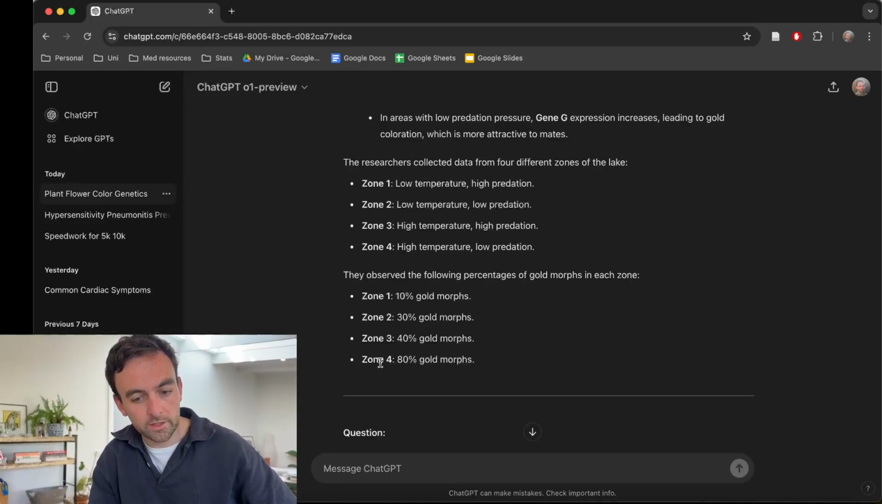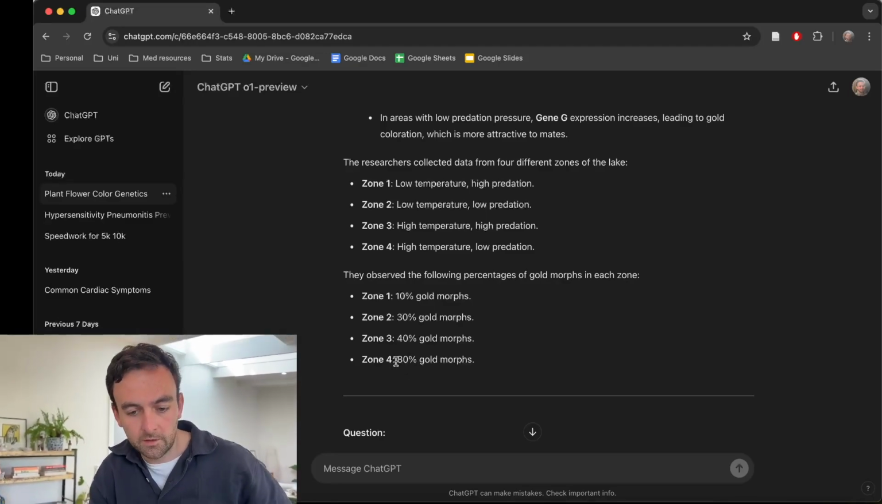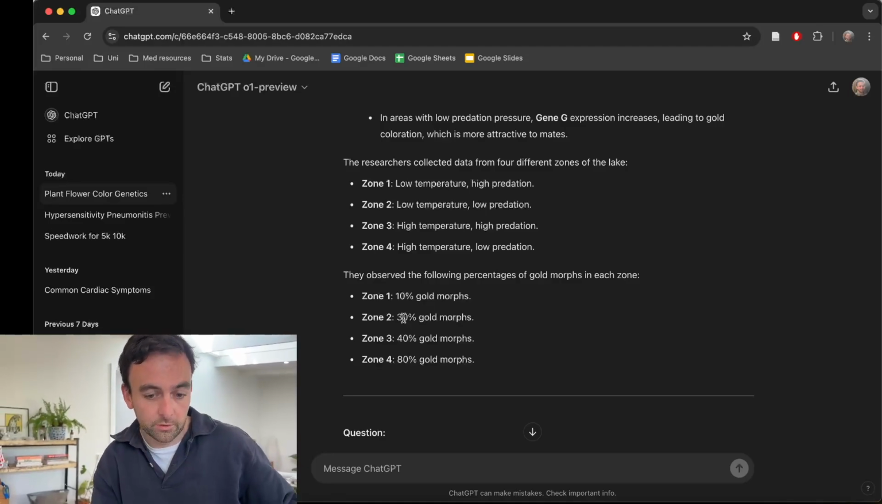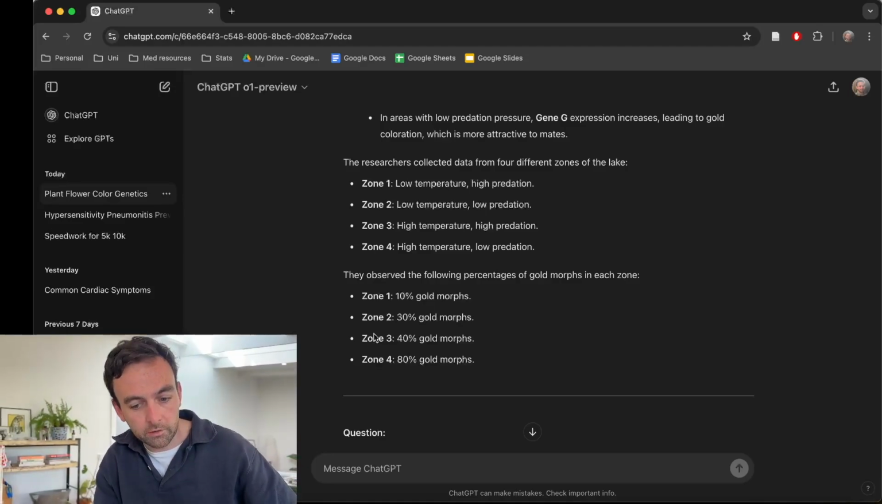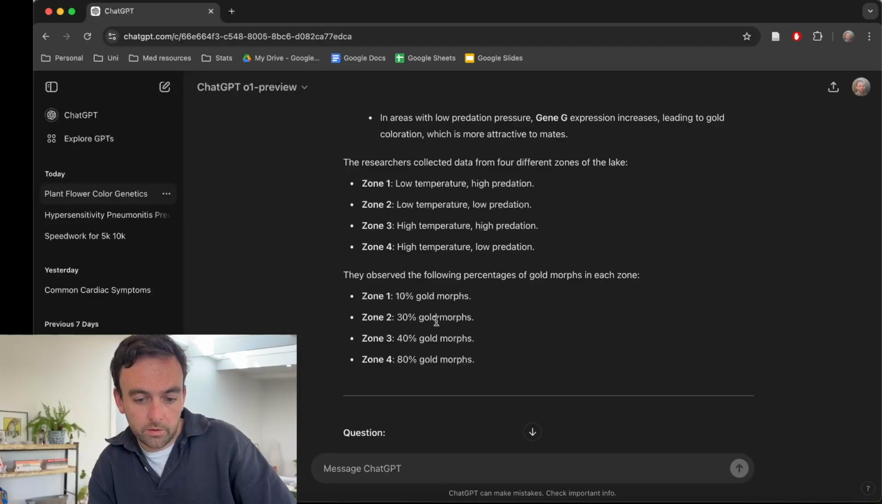We go from 30% to 80%, so a 50% increase. Or really actually a 200% increase, but it increases by 50%. And if we go from low predation to high predation, we only change it 20%. And if we change both, we get something kind of in the middle.